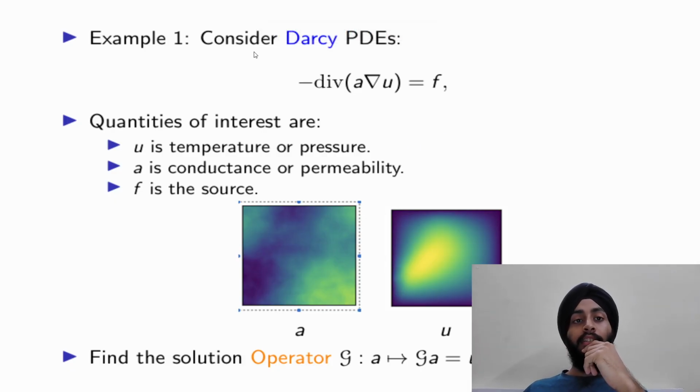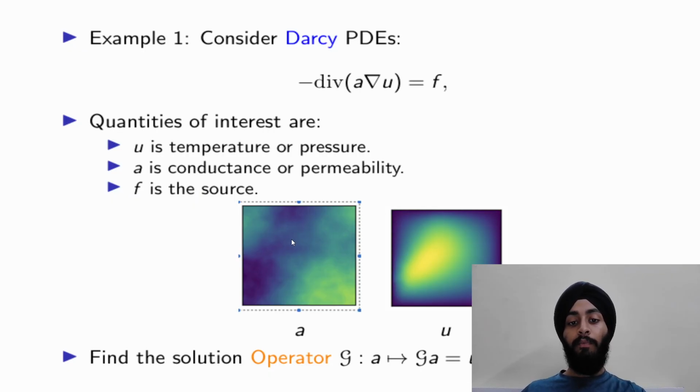So, we can consider Darcy partial differential equations, for instance, which is minus divergence of A gradient U is equal to F. What U here is the temperature or the pressure over some domain. So let us say this is my domain. This may be some region inside a room where I am mapping my temperature or my pressure. And F here is the source field that I'm given over this entire domain. A is some constant, which is the conductance or permeability.